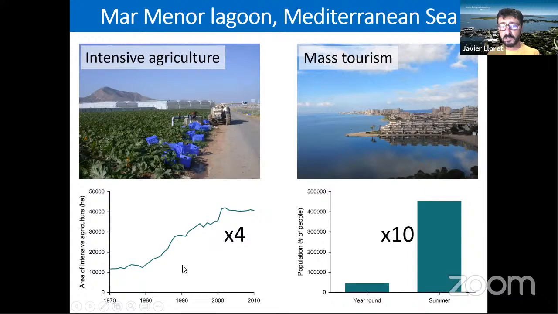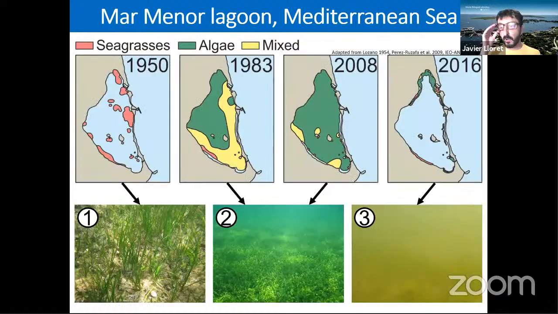The graphs below show, the one on the left, the incredible increase in the area occupied by intensive agriculture, which multiplied by 4 in just a few decades. The graph on the right is just a comparison, to give you an idea of the seasonality of the population in this area because of mass tourism, comparing the year-round population of 45,000 people living around the lagoon with the almost 500,000 people that come to the area every summer, only during the months of July, August, and September. So all that extra nitrogen entering the system has caused a profound transformation of the ecosystems in the lagoon.